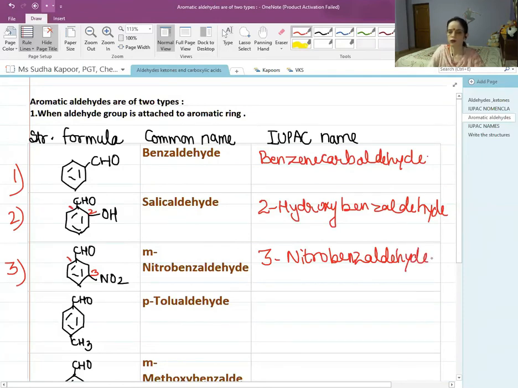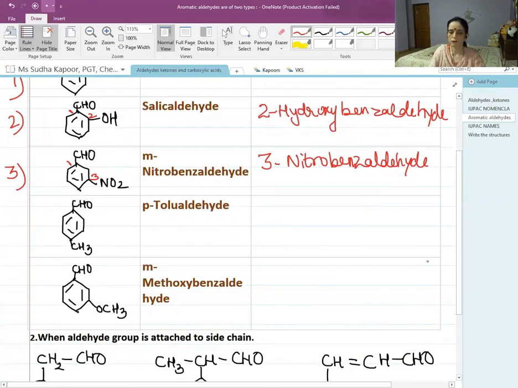Okay. Now coming to the fourth example. When the para position is occupied by CH3, the common name given to it is para-tolualdehyde. A number of students get confused when we talk about para-tolualdehyde. You must be knowing toluene, benzene ring with CH3, and when we talk about para-tolualdehyde, this means the CH3 and CHO both are in the para location with respect to each other. So in this case, the CHO gets the first position and CH3 gets the fourth position. So we will be naming it as 4-methylbenzaldehyde.